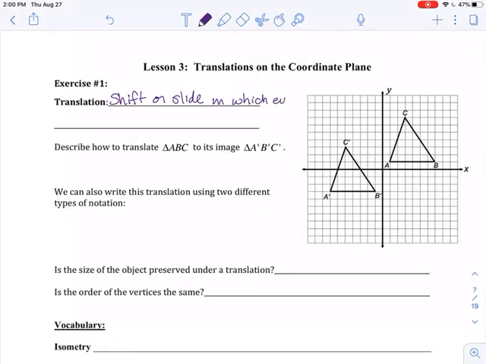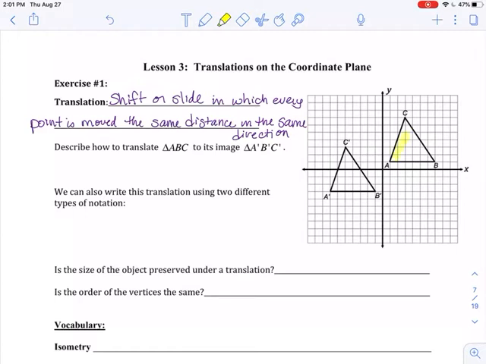in which every point is moved the same distance in the same direction, and that's important. So it's a shift or slide in which every point is moved the same distance in the same direction. So I might be moving up, down, left, right.